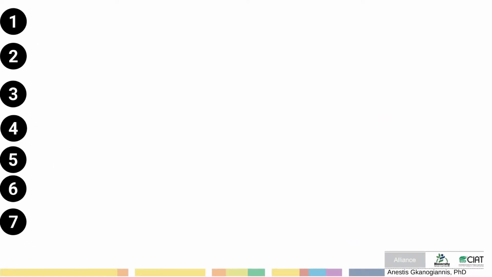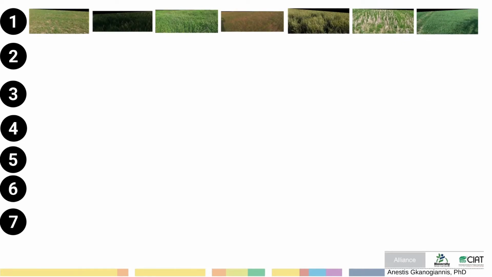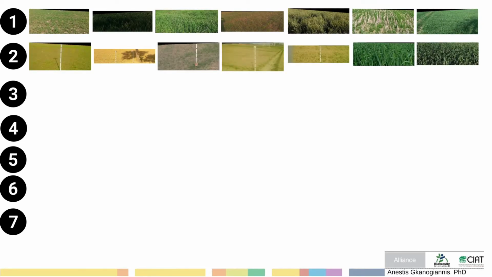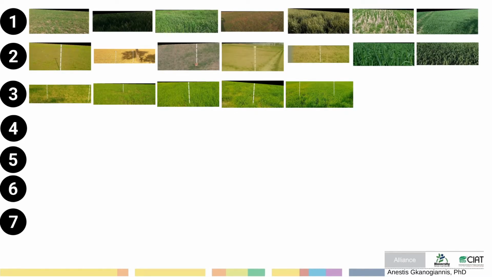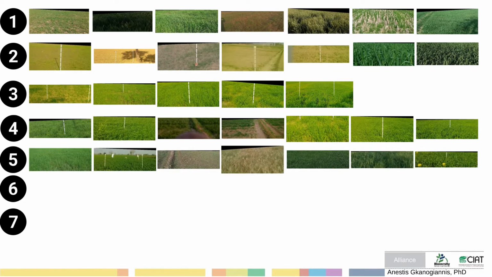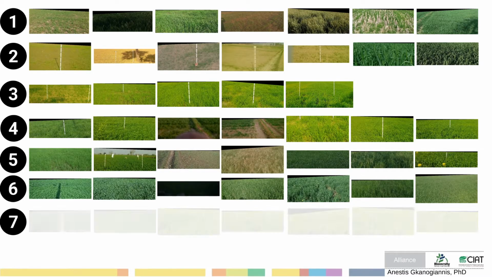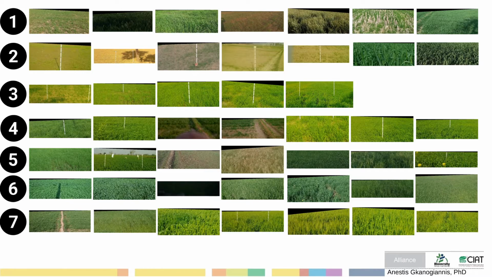For this challenge, organized by CGIAR Platform for Big Data in Agriculture, I treated the problem as an image classification one. The organizers gave us a bunch of pre-classified images of wheat fields, each one representing the wheat growth stage of the field, into one of 7 levels, with 7 signifying a field ready for harvesting.